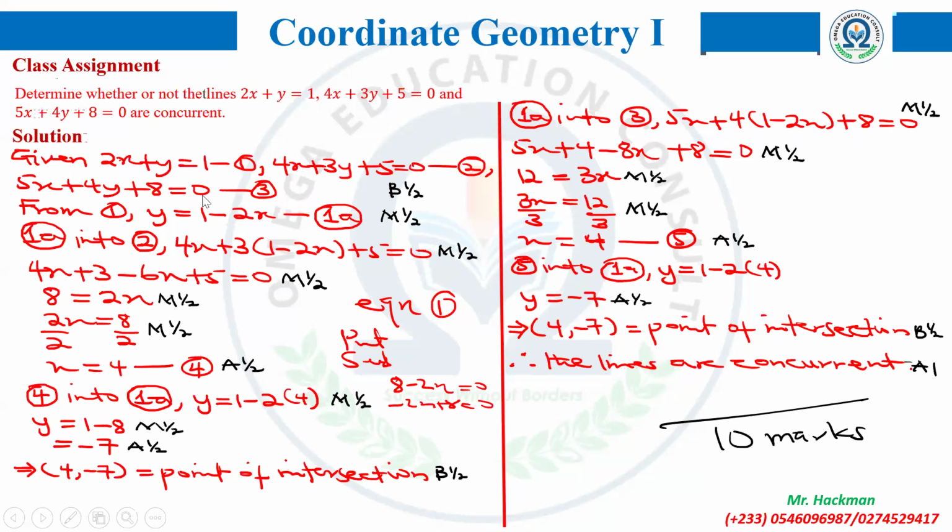Okay, but my point is well made. If it is subjective, don't use that route, unless maybe it's an objective question, and instead of going to solve it simultaneously, you have the point of intersection, substitute. If it's satisfied, it means concurrent. If it doesn't, then it's not concurrent. Then you go and choose the right option.